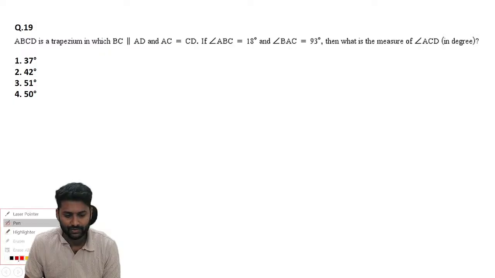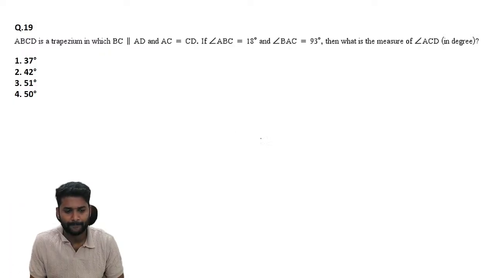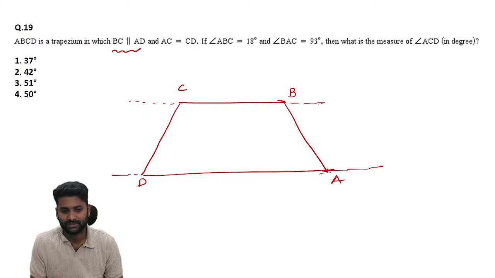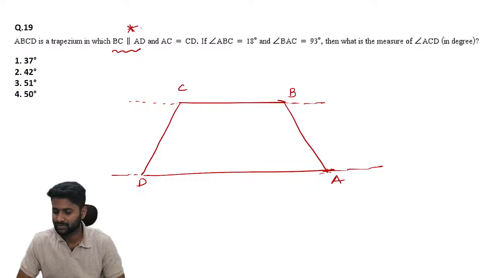Next, let's go through this question from the geometry part. Let us take that it's a trapezium, and they clearly mention that BC is parallel to AD. So A, B, C, and D, and BC and AD are parallel to each other. Most important point in this question. And AC is equal to CD.